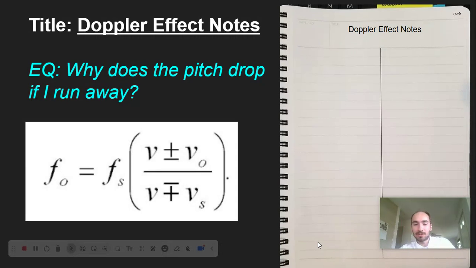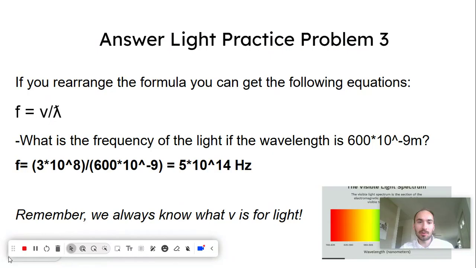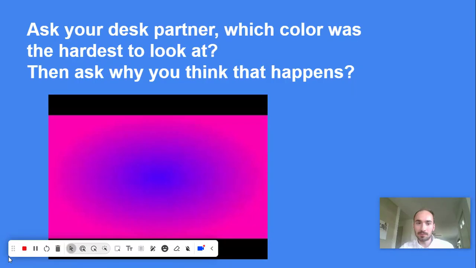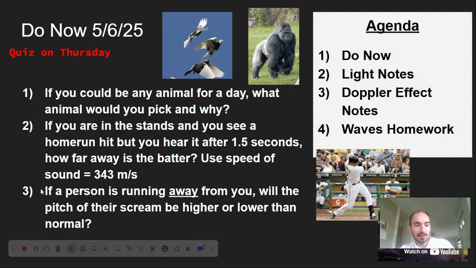Here's what we got. Today we're going to be going over the Doppler effect. So you're going to learn, why does the pitch drop if I run away? But I also want to give you the do now questions to get us started. Just a little bit of review. Please answer these questions on the worksheet that the sub gives you. Pause the video now and answer.